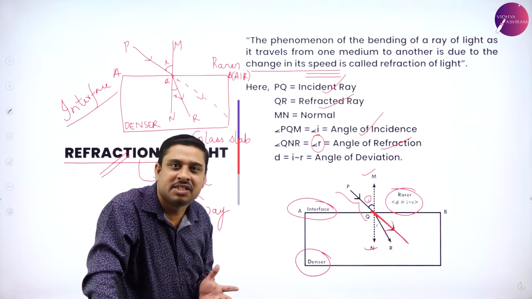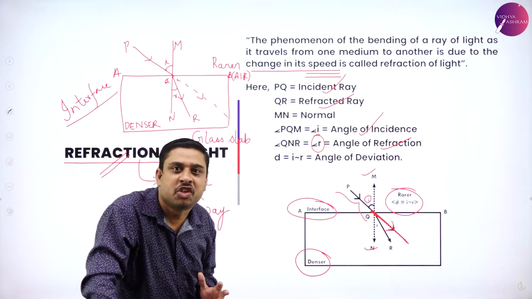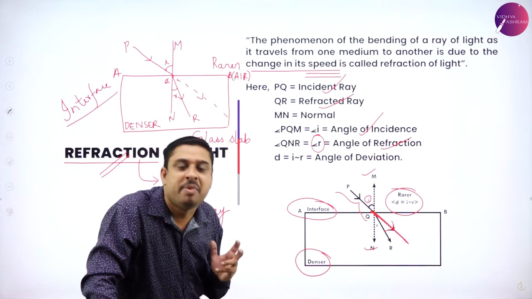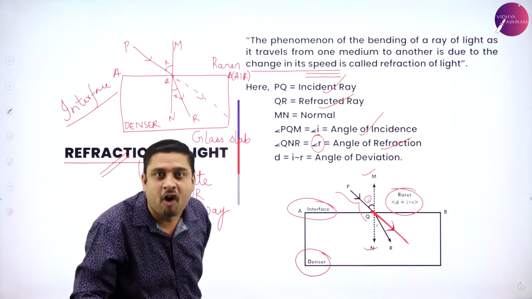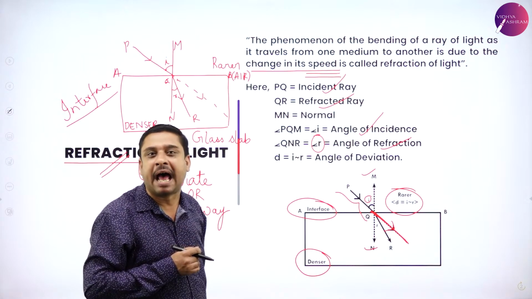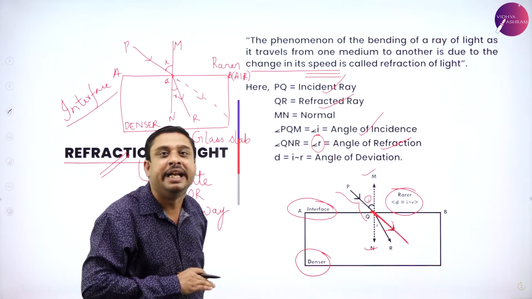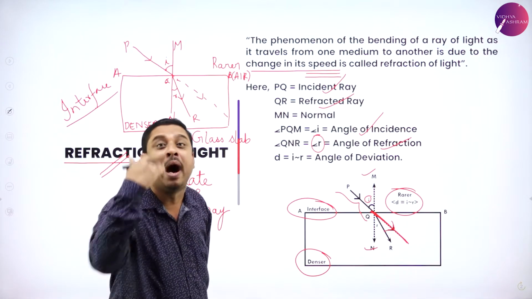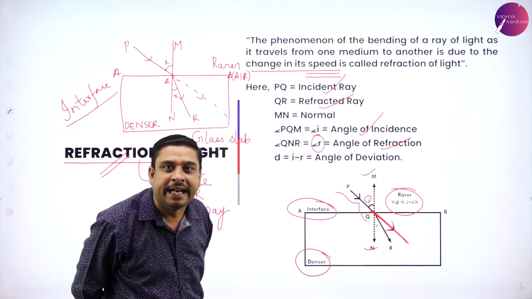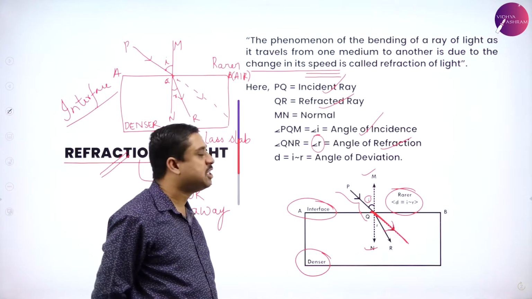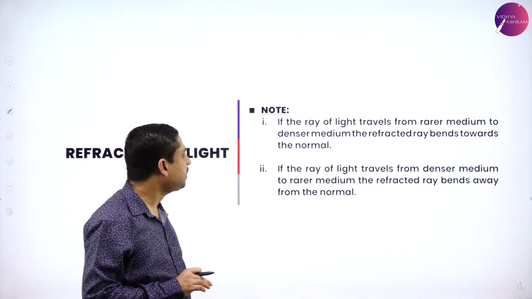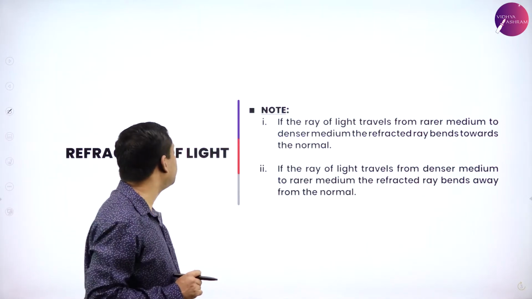So dear students, refraction is a beautiful phenomenon of bending of light as light travels from one medium to another. Why? Due to a change in its speed. And this phenomenon is called refraction of light. Now, a very important note.